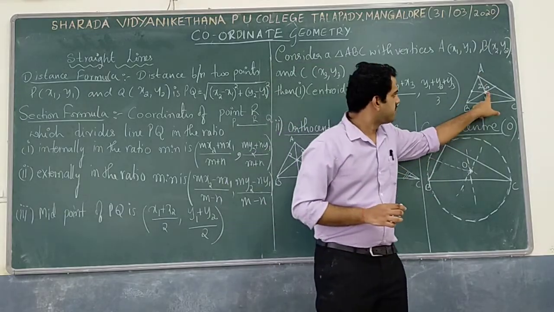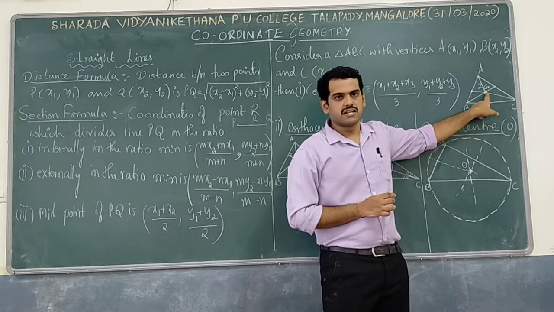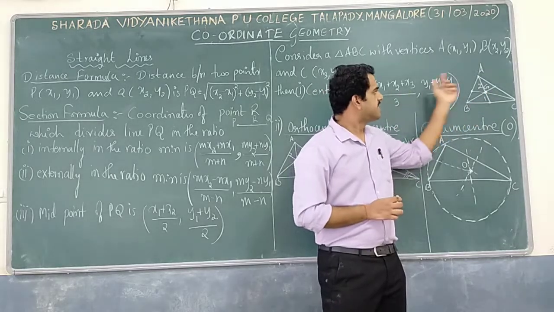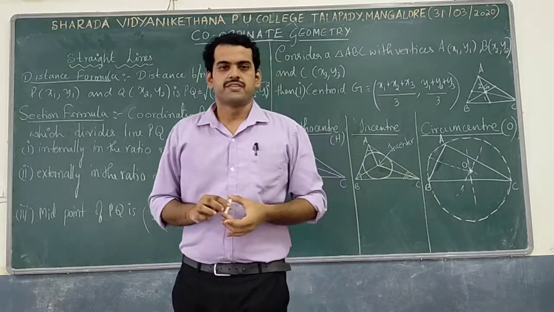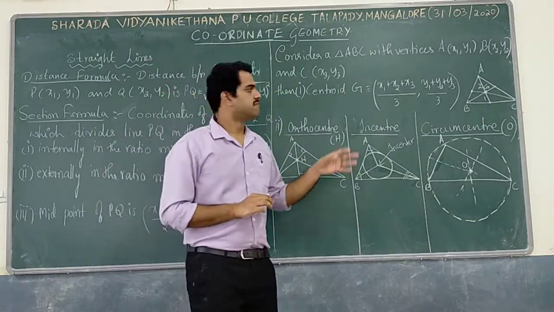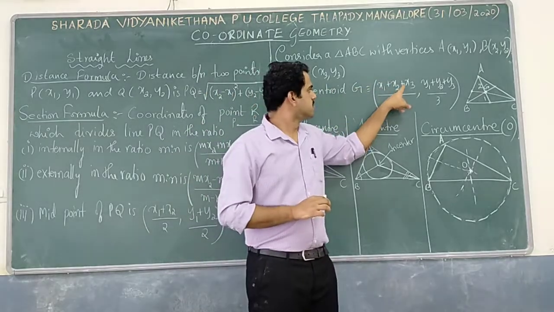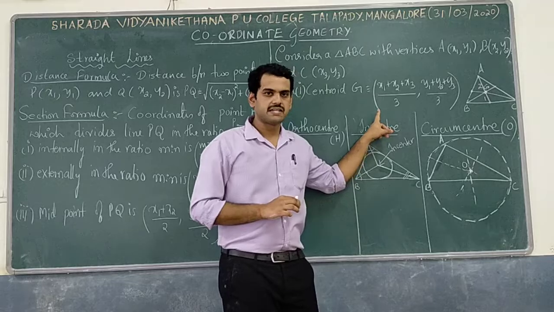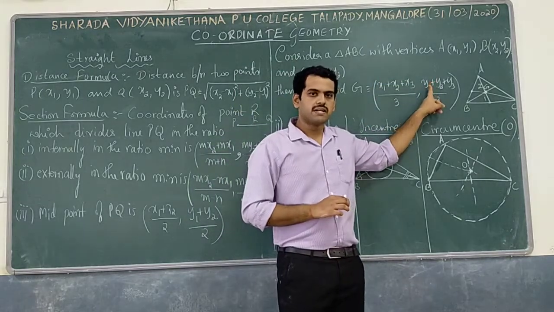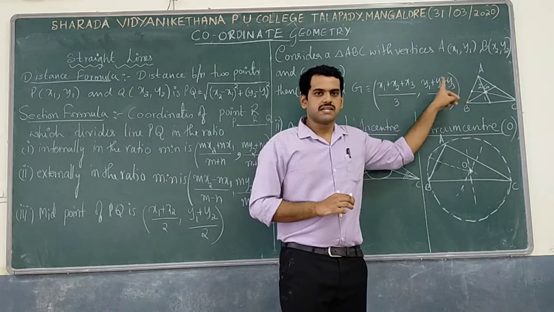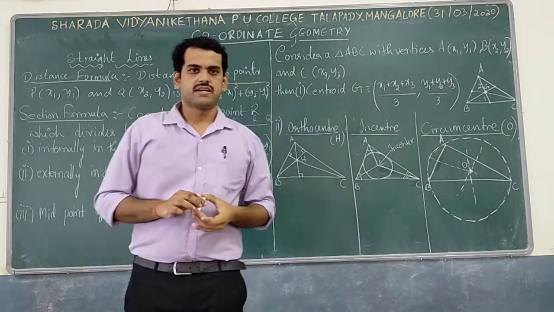Now the point of intersection is going to be called the centroid of the triangle, and in general it is denoted by the capital letter G. So that is the centroid, and it is given by the formula (x1 plus x2 plus x3) divided by 3. That gives the x coordinate, and the y coordinate is obtained by (y1 plus y2 plus y3) divided by 3. This is the formula to get the centroid of the triangle.